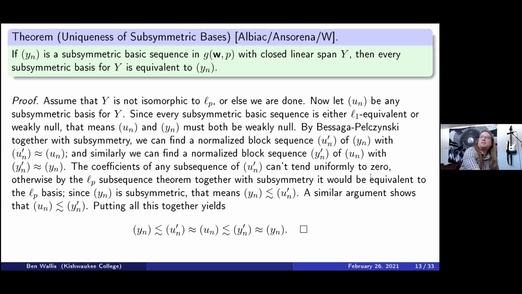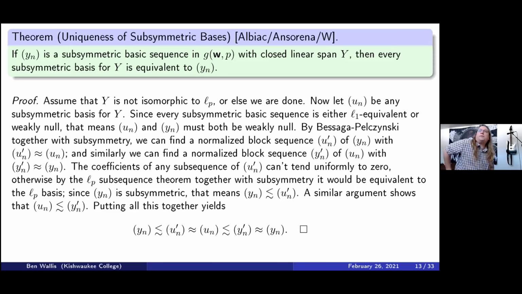Okay, so watch what happens here. The U primes are blocks of the Y_n's, and they're equivalent to the U_n's. The Y primes are going to be blocks of the U_n's and equivalent to the Y_n's. So that's what's going on there. Notice that the LP subsequence theorem says that the coefficients of any subsequence can't tend uniformly to 0 unless they admit an LP subsequence. Well, we decided that if that happens, we're done anyway, right? So they can't tend uniformly to 0.